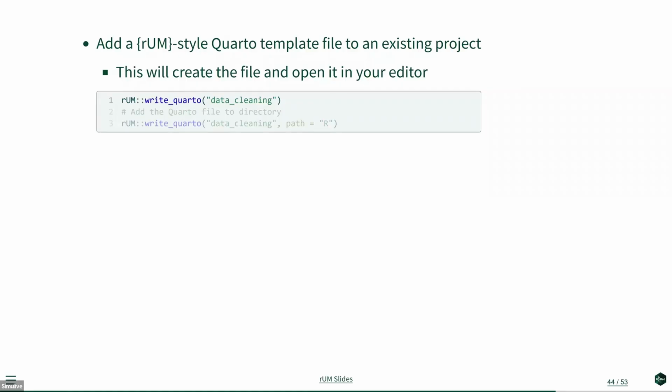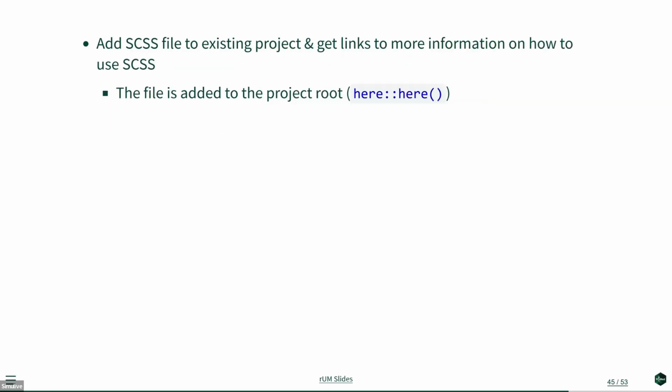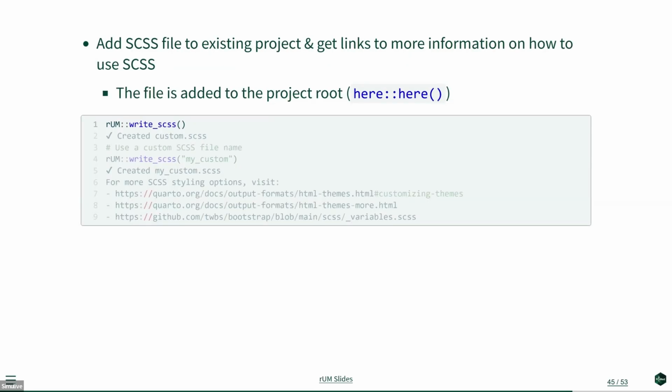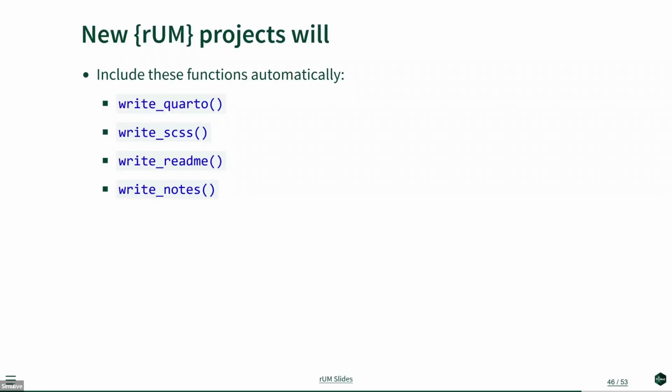Let's write more Quarto documents with the rUM write Quarto function, or you can put them into a specified path, which is what you would do if you were building a package itself. Let's now add some custom SCSS. We can add a bespoke name. So my underscore custom becomes my underscore custom SCSS. And we've included some URL links in the console for you for more information.